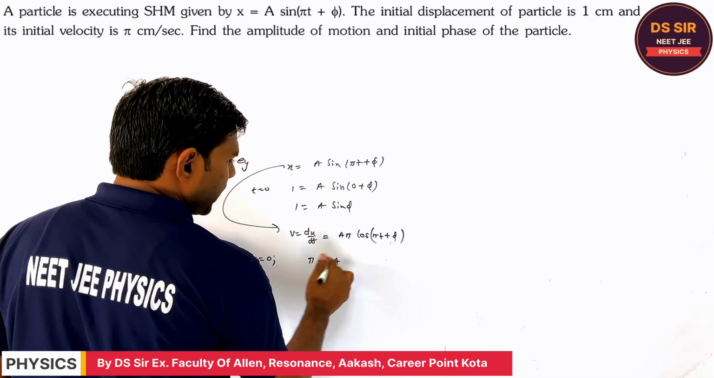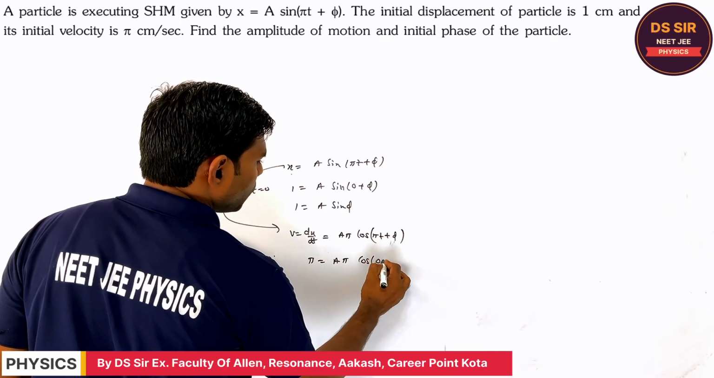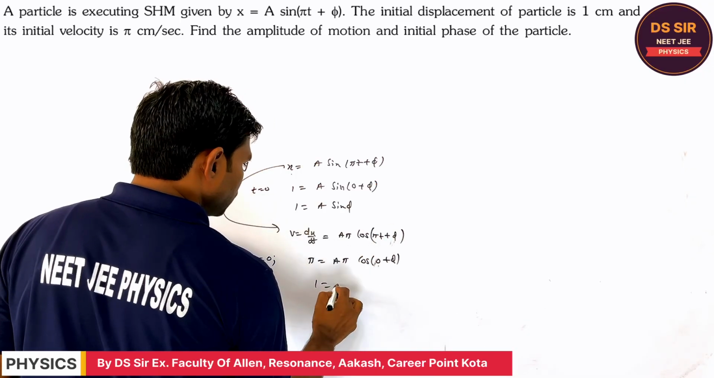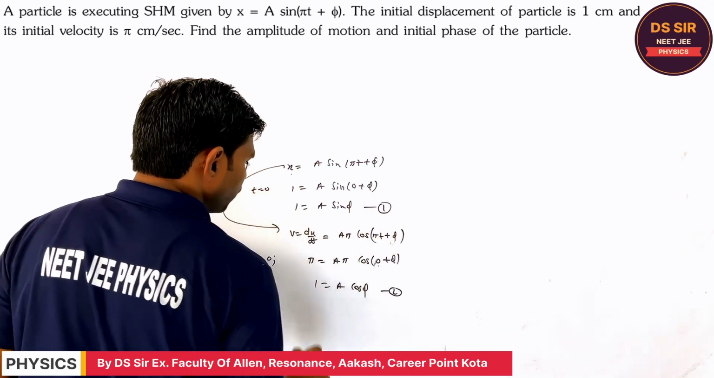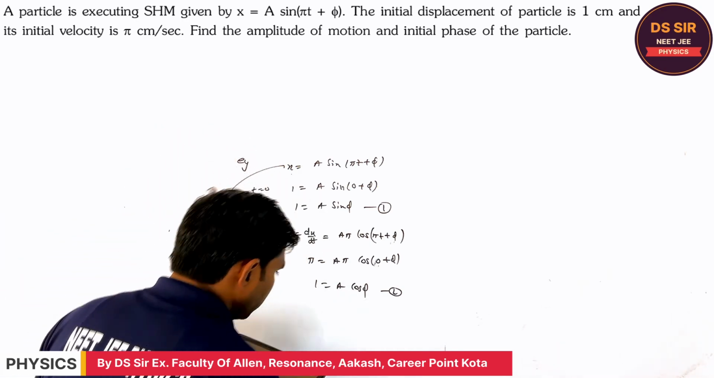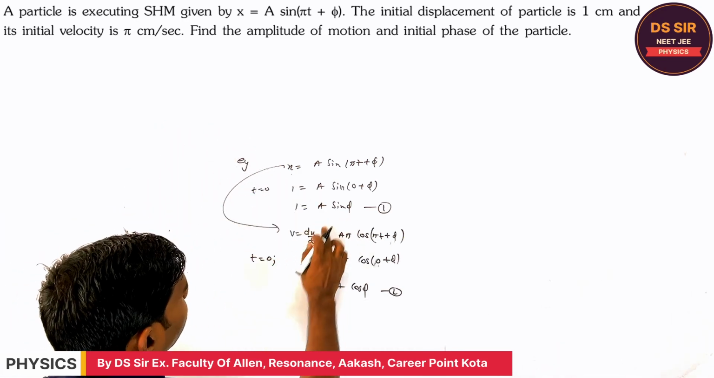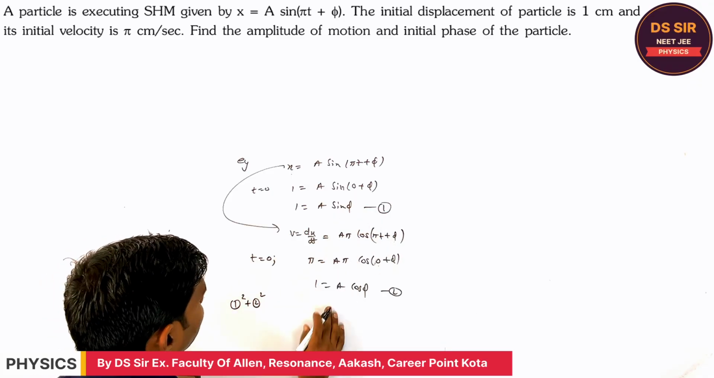The velocity is v = Aω cos(ωt + φ), at t = 0 it is cos φ. So 1 = A cos φ. This is equation number 1, and this is equation number 2. What we have to find is the amplitude and the initial phase. To find the amplitude, square equations 1 and 2 and add.